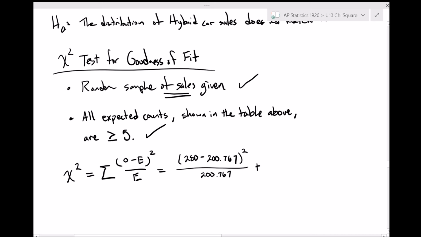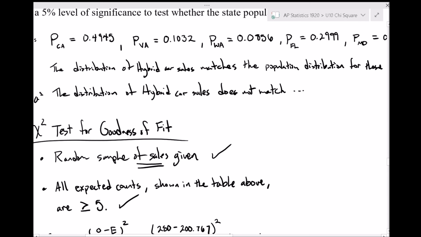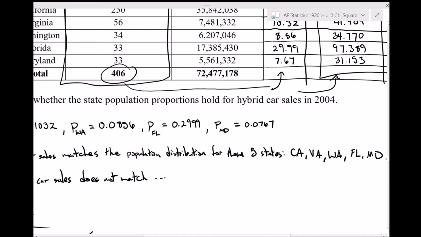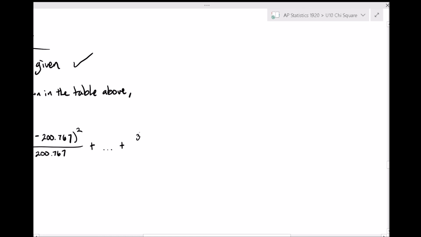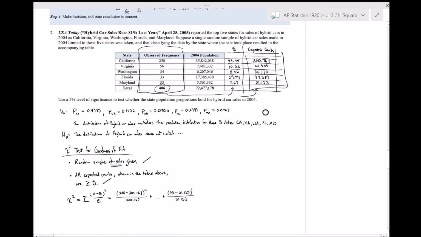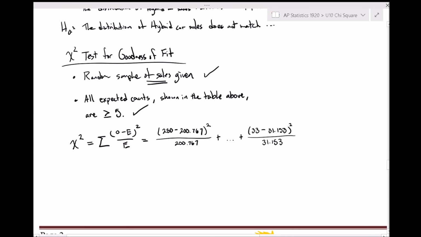And what we do is we put a plus sign. I'm going to draw ellipses, dot, dot, dot, another plus sign, and we'll just do the last one. First and last are good enough. That's the bare minimum. Last one, 33 minus 31.153. This is squared and then divided by the expected 31.153. Then what's expected of us is that we plug that into the calculator, divide those and add those, and then we get a final result. We're going to see what we get. Chi-square is equal to whatever we get. So for that, I'm going to a calculator.